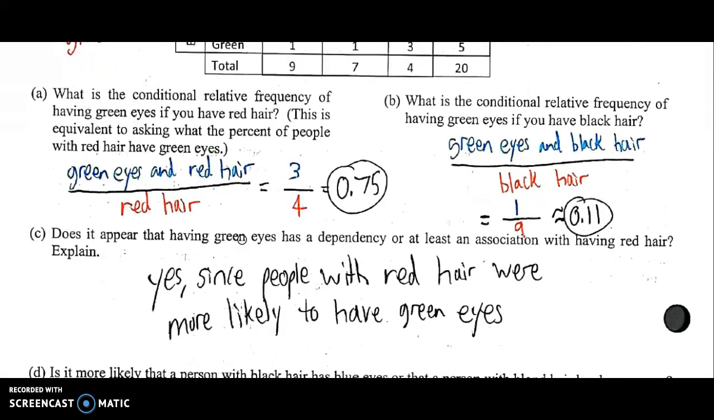Does it appear that having green eyes has a dependency, or at least an association, with having red hair? Based on our last percentages, remember 75% of people with red hair had green eyes, but only 11% of people with black hair had green eyes.